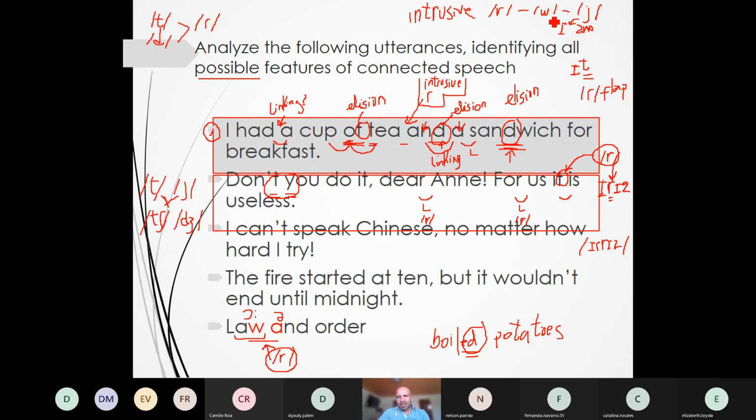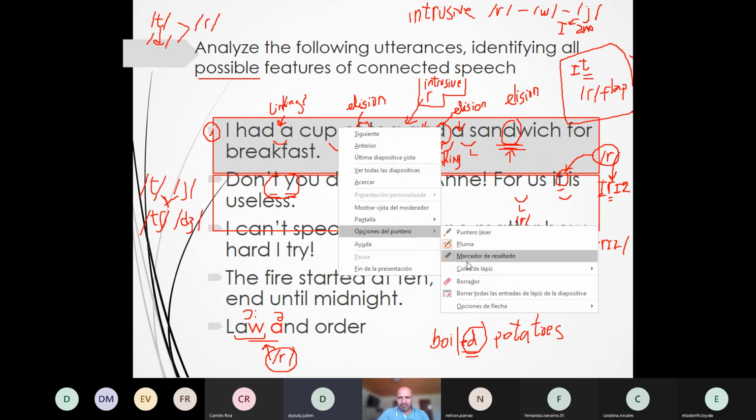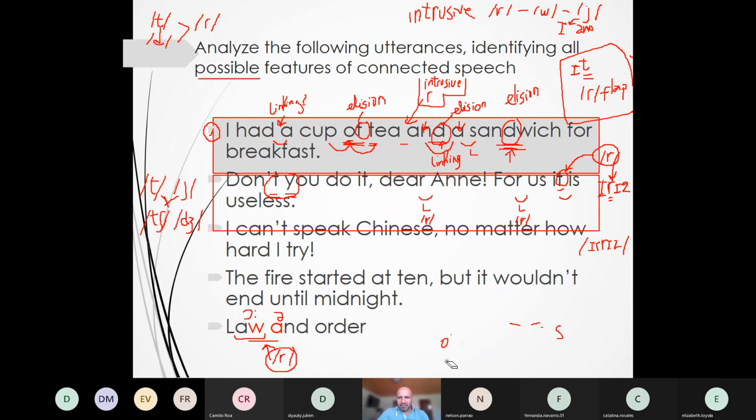Okay, so we're not using an intrusive R, we're just changing the t for a flap. So we're using an allophone of t, in this case a flap. Do you remember the concept of allophones? Yes, no, not clear? We covered this last semester.